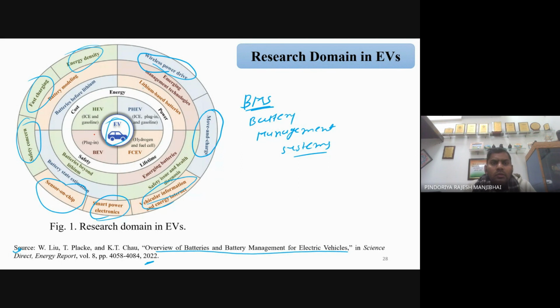In summary form, we can say energy, power, lifetime, safety, and cost. These are the five major concerns in the electric vehicle: energy, power, lifetime, which means the life of your vehicle, safety concern, and cost. So if you are really interested in doing something for the electric vehicle, then you can look at this paper, an overview of the battery and battery management system for the analysis of the electric vehicle.